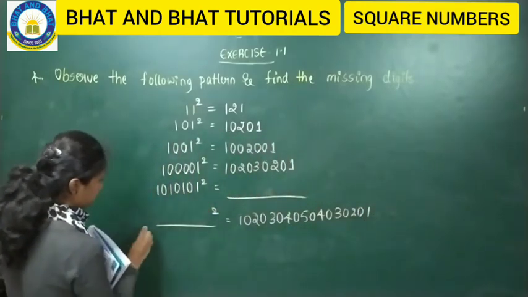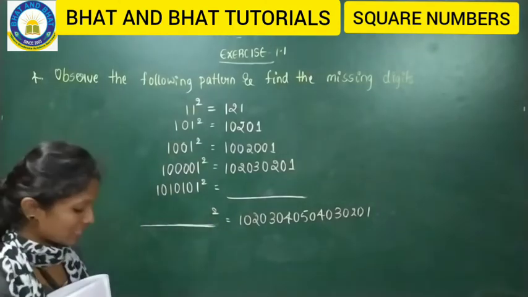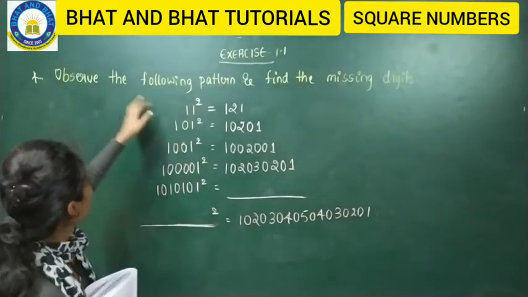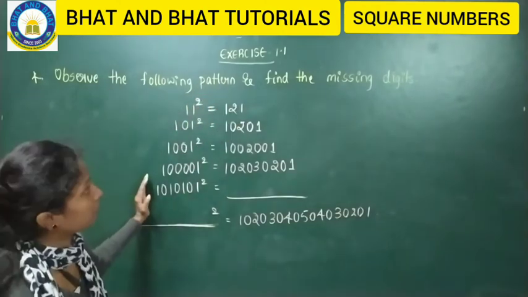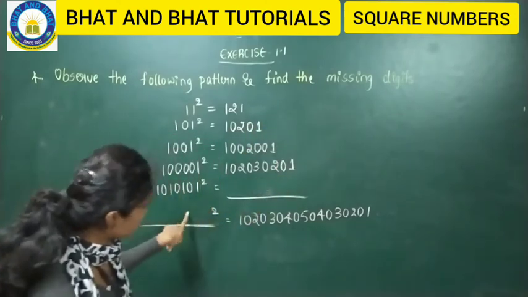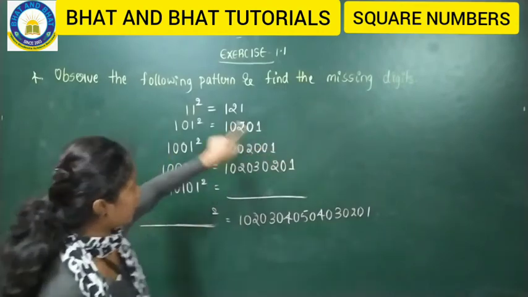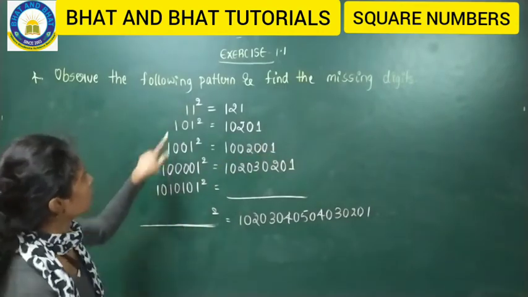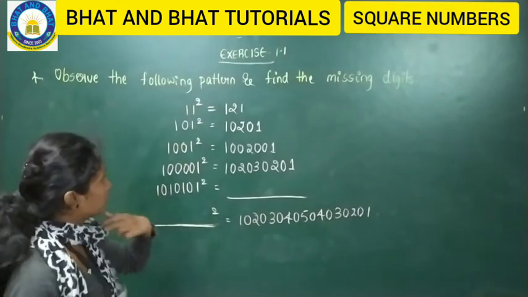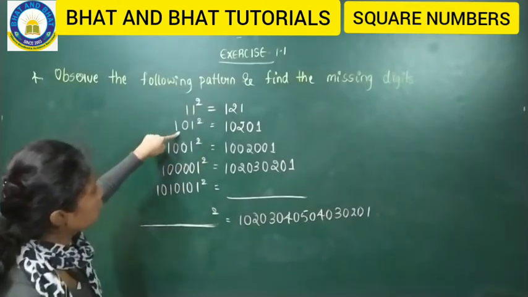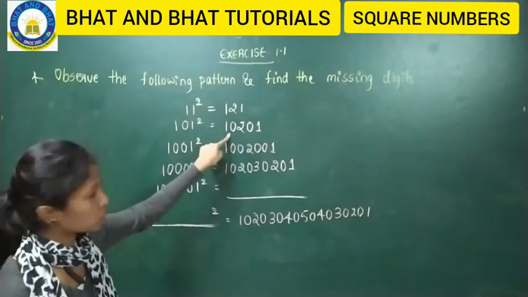This is your question. Question is too lengthy, right? But the answer is very easy. Okay, listen to me. Observe the following pattern and find the missing figures. Only two digits are missing, and you have to find them in this particular question. So 11 square is equal to 121. If you do 11 into 11, you will get 121. So 101 square, if you do 101 into 101, you will get 10201.